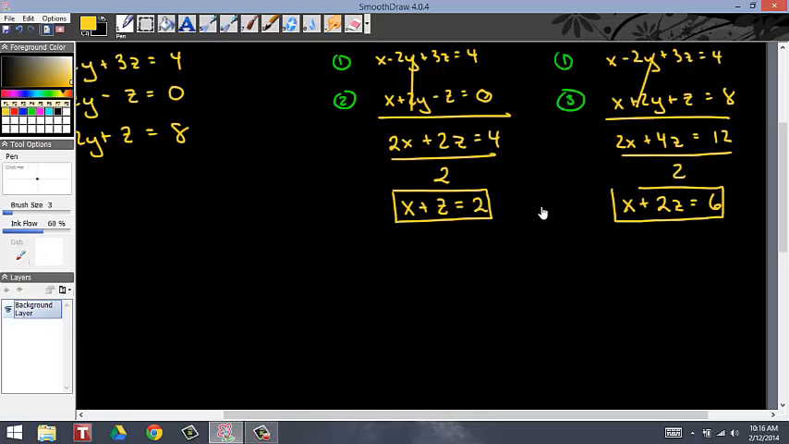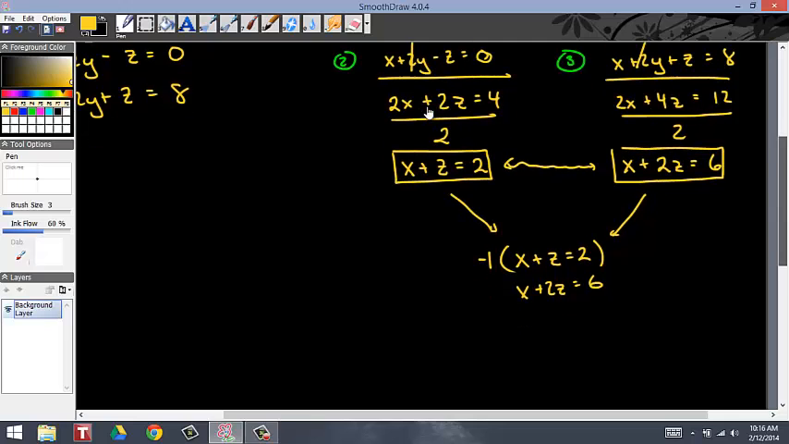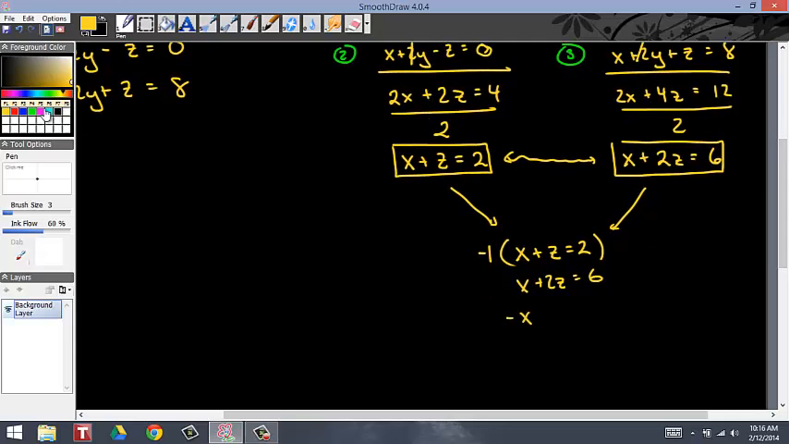Okay, so now that I have 2 of these 2 by 2's, I'm going to link them together and stack them on top of each other. So I end up with x plus z equals 2 from the left, and then x plus 2z equals 6 from the right. I have to eliminate another one now, so I'm going to eliminate x by multiplying the top by negative 1. So I get negative x minus z equals negative 2. This problem is actually going to come out really clean. Those are going to go away. I end up with z equals 4.